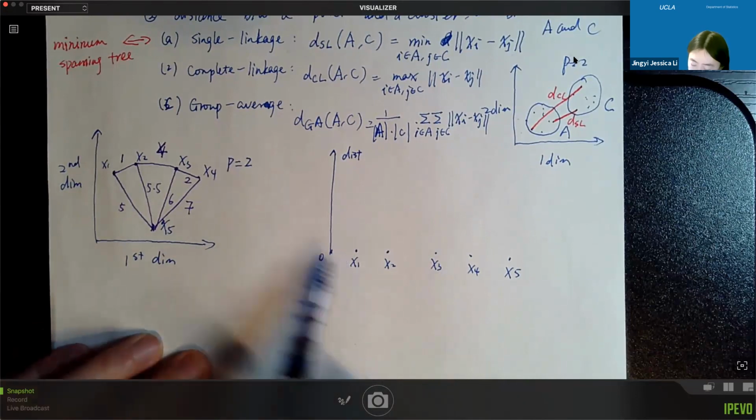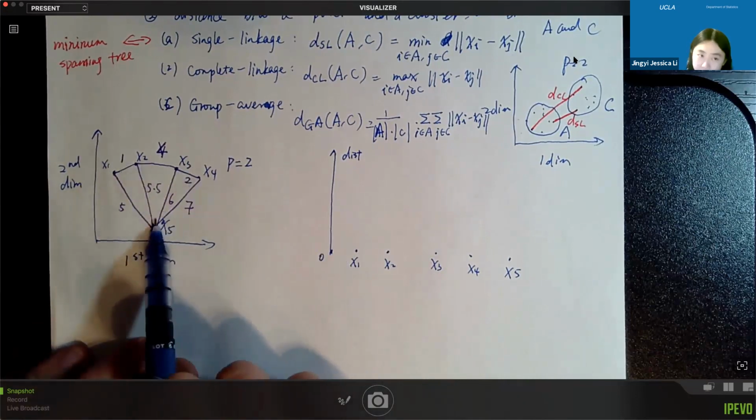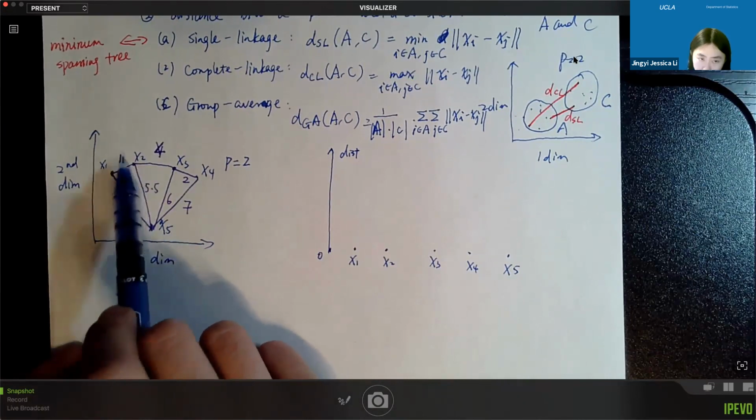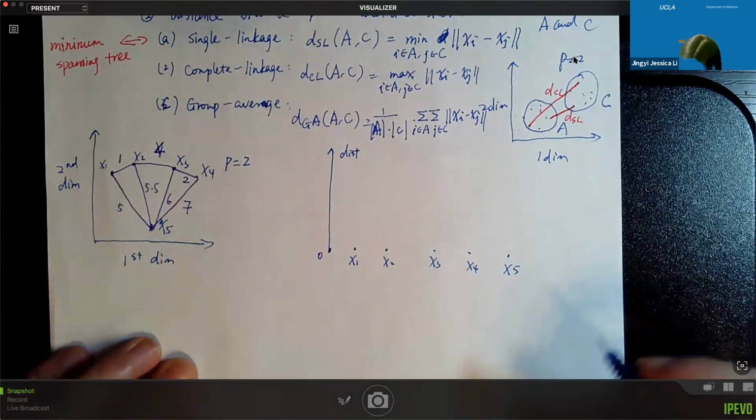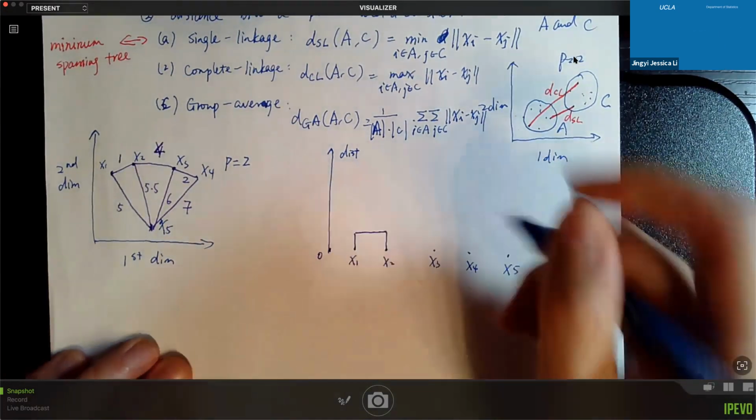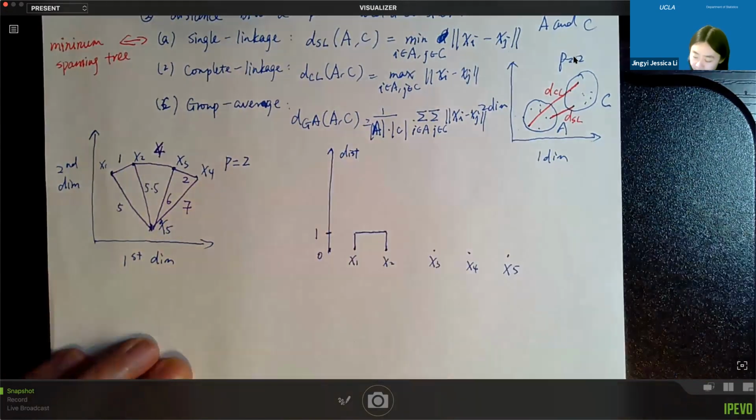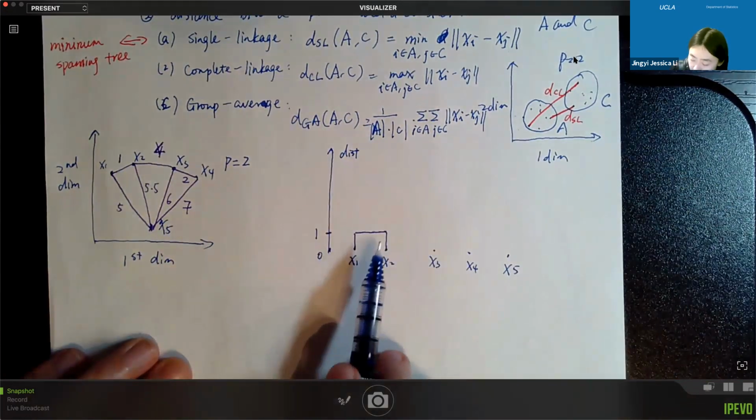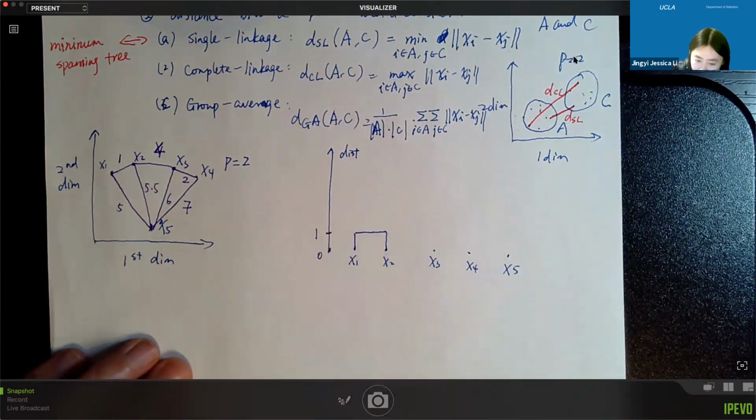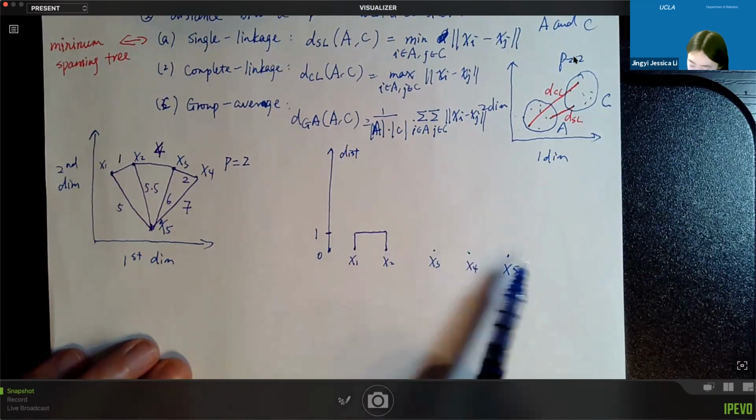So in the first step, looking at the 5 points, I'm going to pick the 2 that are closest to each other. And obviously it's x1, x2. Their distance is 1. So I'm going to merge them first into one cluster, and I mark the distance as 1. So now I'm left with 4 clusters, right? x1, x2 is one cluster already. Now I need to calculate the distance between this cluster and x3, x4, x5.